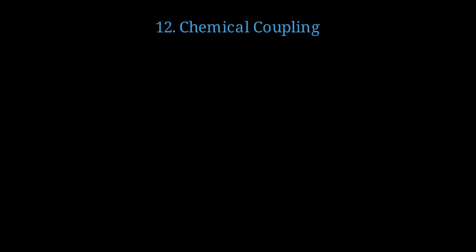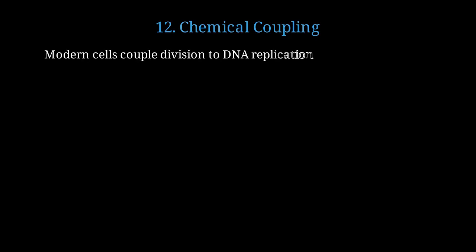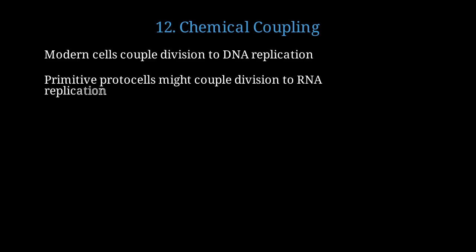For true reproduction, division must be coupled to internal chemistry. Modern cells tightly couple division to DNA replication, ensuring each daughter gets genetic material. Primitive protocells might have coupled division to RNA replication in a simpler way. Consider a protocell containing RNA molecules that can replicate using the internal chemistry.